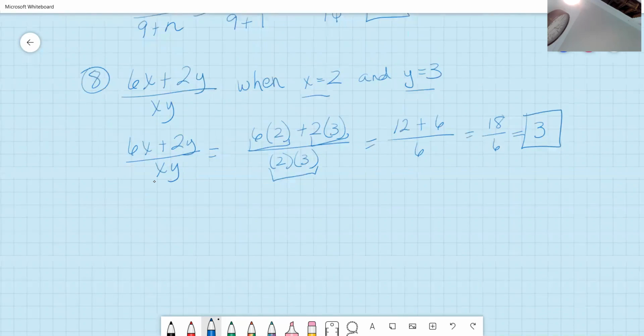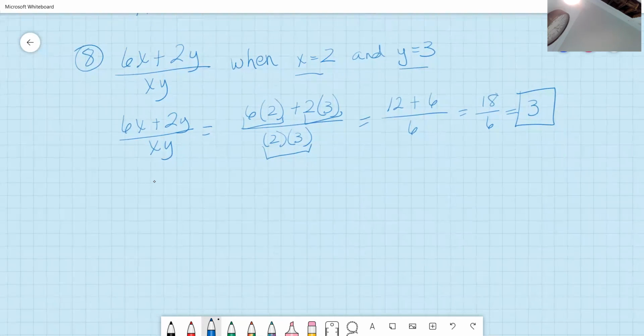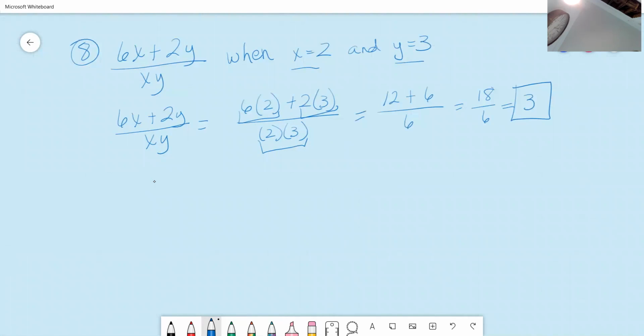All right, so here's two problems where every single part of the algebraic expression is a variable. So first, let me give the instructions. Evaluate when a equals 2, b equals 3, c equals 4, and d equals 5.